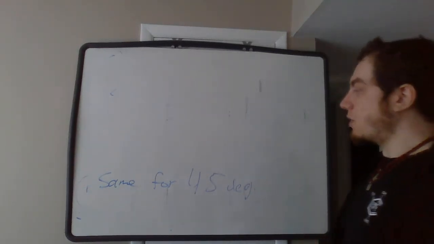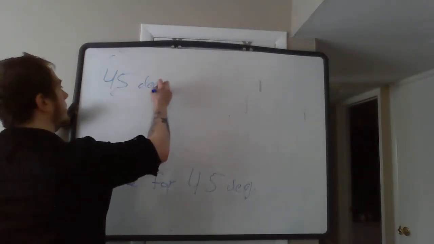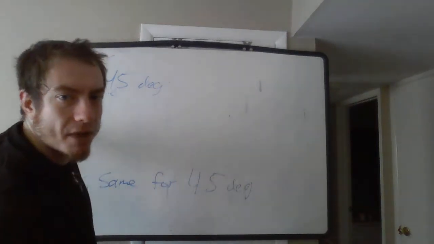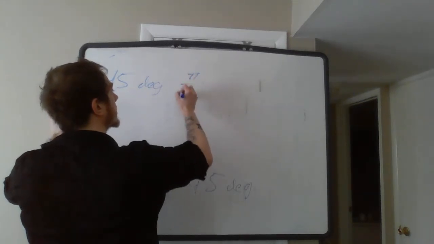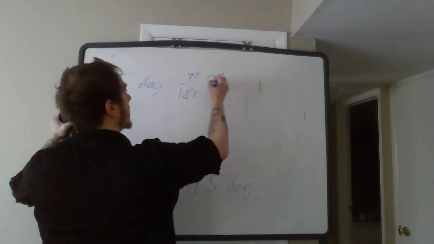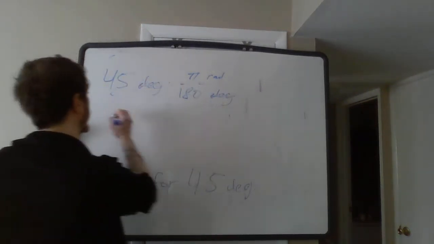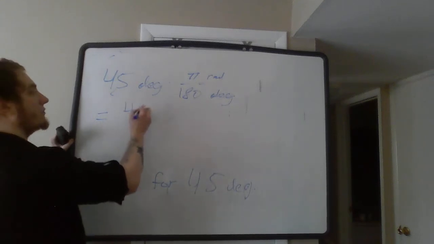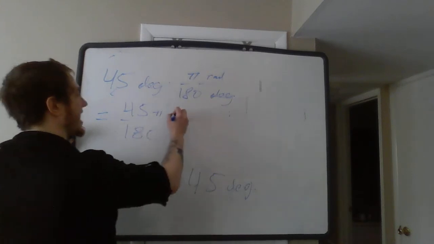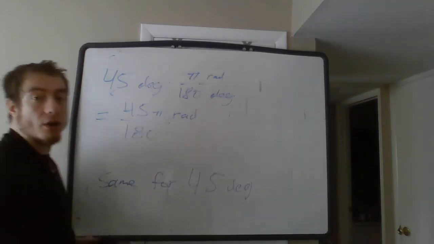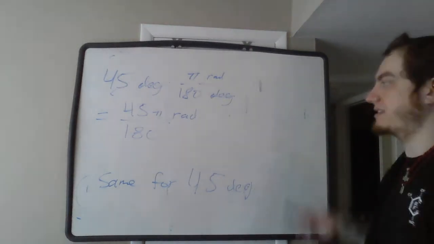Same exact idea as what I did. I'm going to take 45 degrees, and I'm going to multiply this by my conversion factor of pi over 180 radians per degree. Degrees cancel, and it gives me 45 pi divided by 180, and because the degrees canceled, we are now in radians. Sorry, I'll get out of the way of the light and let you guys hopefully be able to see this.